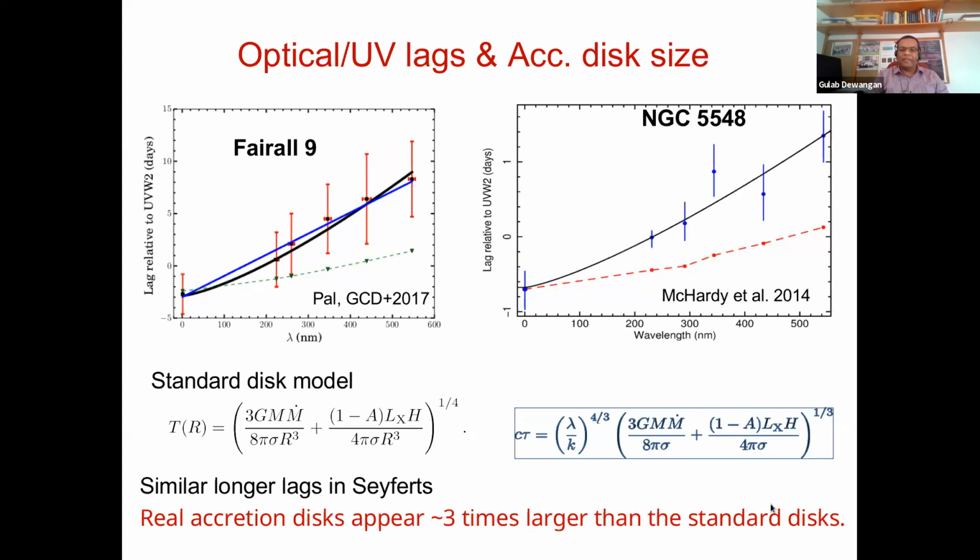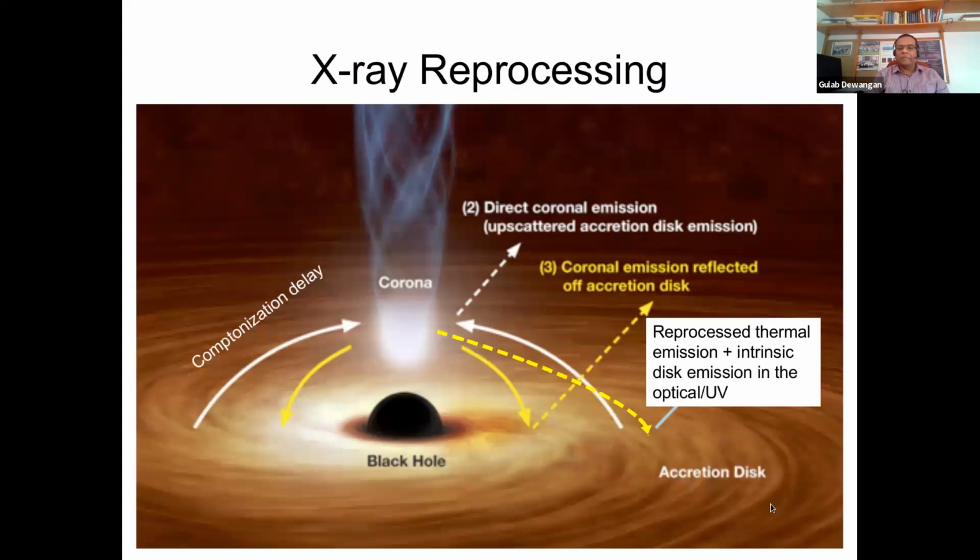And this is not only from this kind of result. There have been a few microlensing studies as well. There also they found that the real accretion disk appeared to be roughly 3 times larger compared to what is predicted by Shakura-Sunyaev standard accretion disks. Okay, so what I want to say from those observations is that the temperature profile does seem to be like what is predicted from the standard disk, but the sizes appear to be larger in these AGNs.